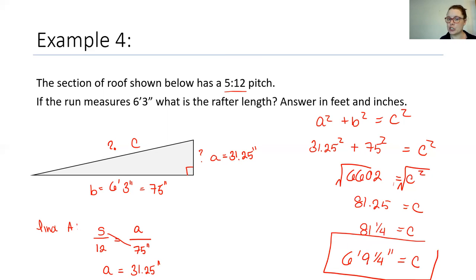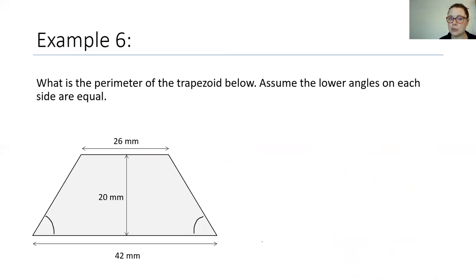And I've got one more question for you. What is the perimeter of the trapezoid below? Assume the lower angles on each side are equal. So you're going to have a couple questions like this in SAM. They've been built in there for a couple of years, so we'll reuse them.